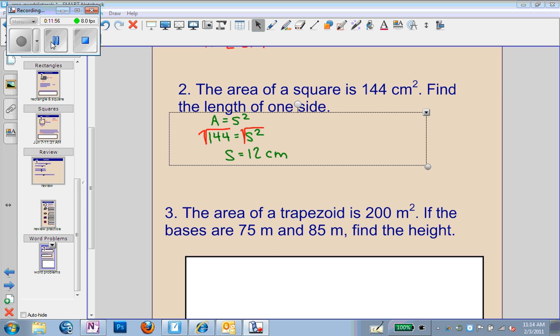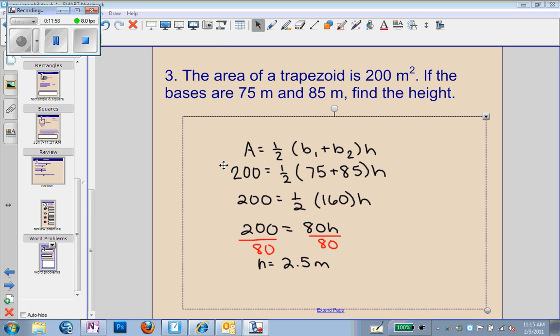In this problem, we're working with the trapezoid, so we're going to use the formula area equals 1/2 the sum of the bases times the height. We know that the area is 200, so we substitute 200 in the place of A. We know that the two bases are 75 and 85, so we are going to add those in the parentheses, and it doesn't matter what order we put them in.